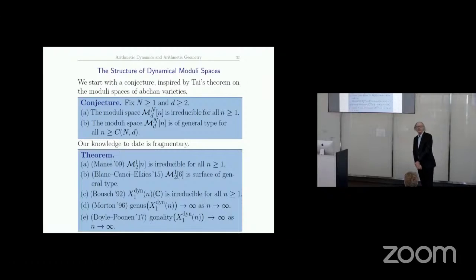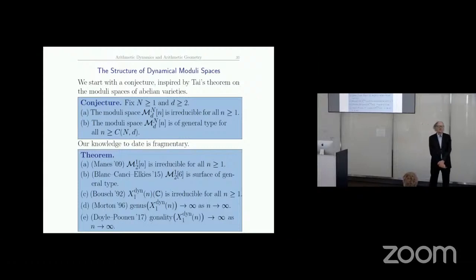Even deeper and more recently, Doyle and Poonen showed that what's called the gonality of the curve, which is the degree of the smallest map to P1, goes to infinity as n goes to infinity. In some sense, the Doyle-Poonen theorem is a function field proof of the uniform boundedness conjecture for quadratic polynomials. So fairly nice, but again, just for quadratic polynomials.